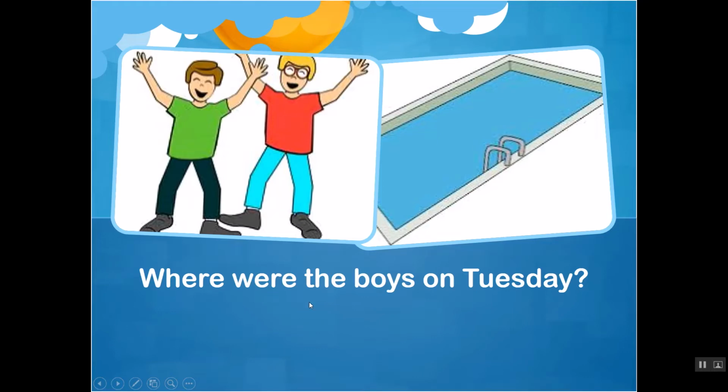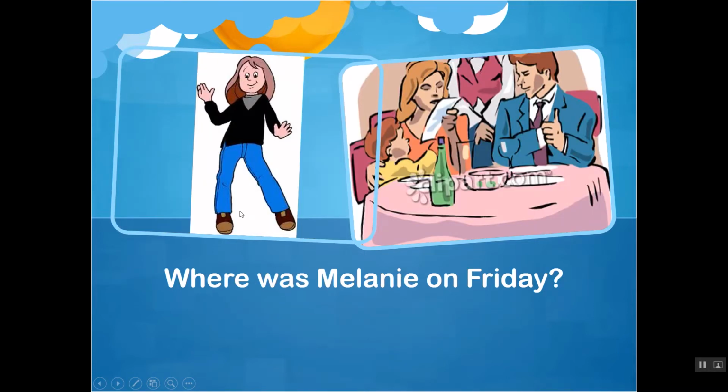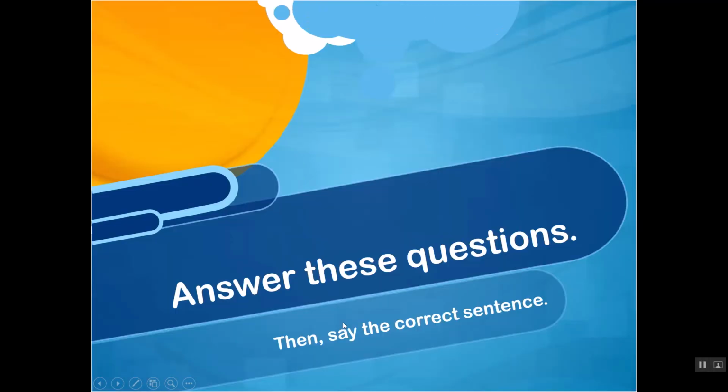Where were the boys on Tuesday? You see where they were? On Tuesday, they were at the swimming pool. Where was Melanie on Friday? Here's the place. She was at the restaurant on Friday. She was, not she were, no, she was at the restaurant.